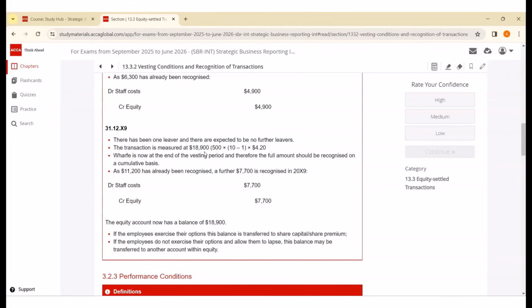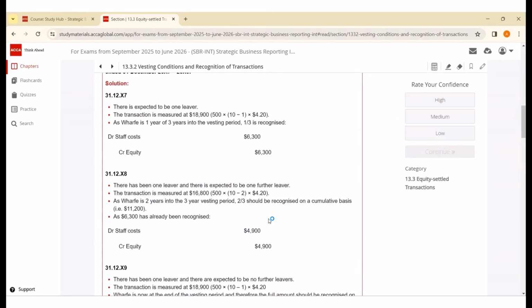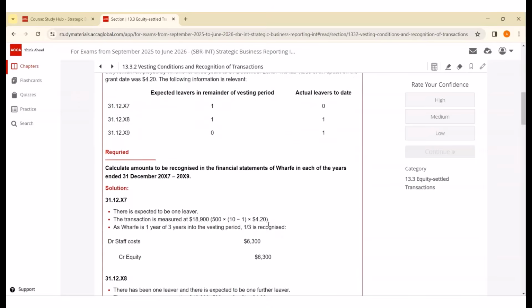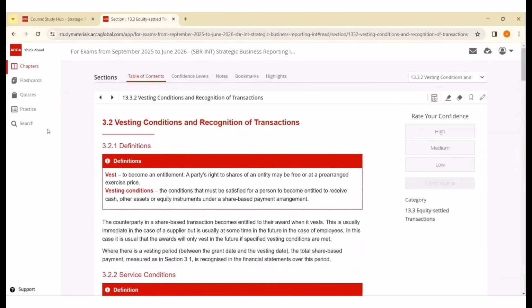Now we recognize the overall expense that is there. This is the accumulated expense of 3 years. From this, we subtract the expense which has already been recognized till date and the balancing figure is charged as an expense and as an equity. So this is how we are going to do the calculation and charge the expense every year. This was for equity settled share-based payment transaction.